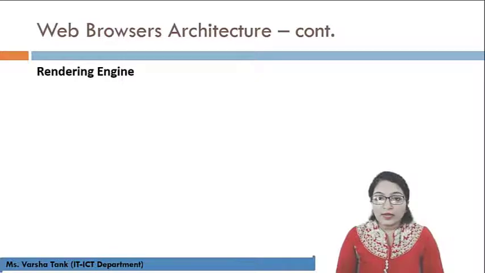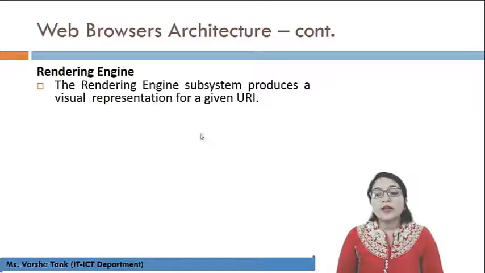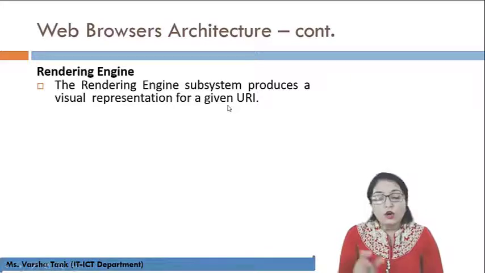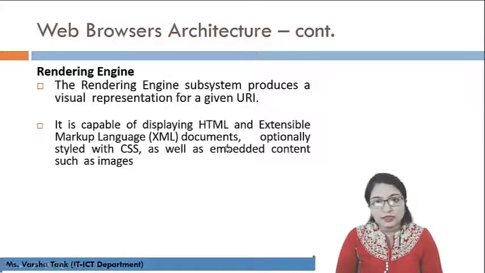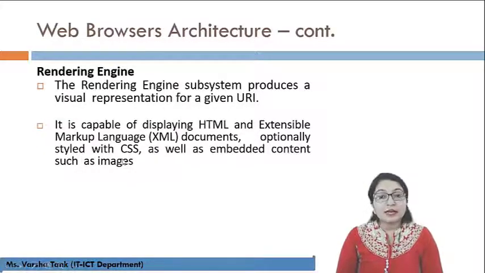Next one is the rendering engine. The rendering engine subsystem produces the visual representations for the given URI, that is Uniform Resource Identifier. Whatever information you are looking for will be displayed on your browser, and that will be handled by the rendering engine. It is capable of displaying HTML and Extensible Markup Language XML documents, optionally styled with CSS, that is Cascading Style Sheets.